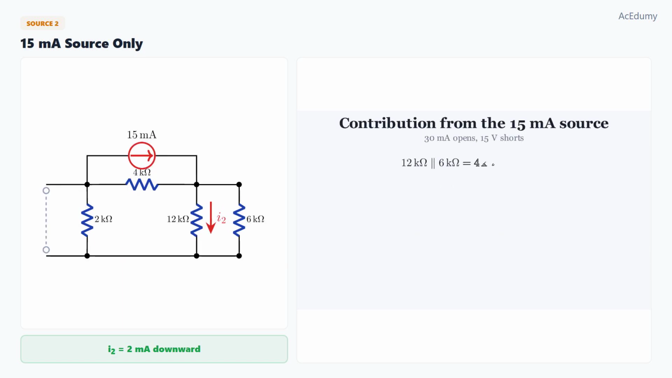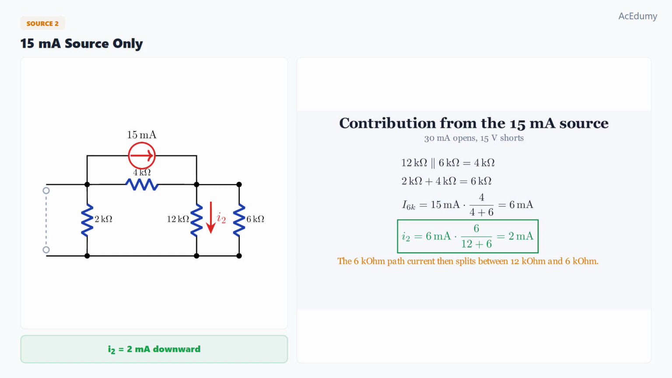Second, keep only the 15 mA source active. The left 30 mA source is opened, and the 15-volt source is shorted. Between the two top nodes, the direct 4 kOhm branch is in parallel with the lower path made of 2 kOhms plus the parallel combination of 12 kOhms and 6 kOhms. That lower path is 6 kOhms. Current division sends 3 mA into the lower path, and the 12 kOhm branch receives 2 mA. So the second contribution is I2 equals 2 mA downward.